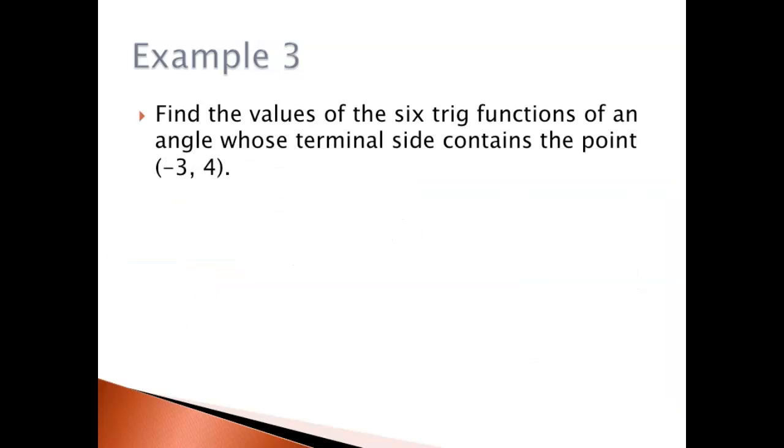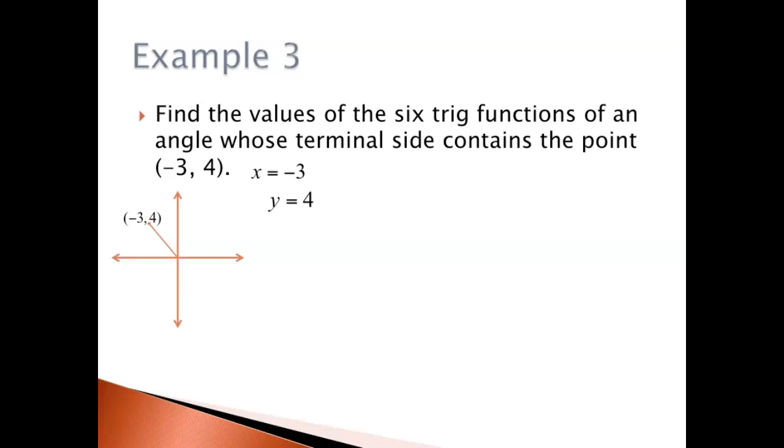One more example. Find the values of the 6 trig functions of an angle whose terminal side contains the point negative 3, 4. Okay, so we'll do the same thing. We draw this out, negative 3, 4. That's going to be in quadrant 2. And we have x, we have y.